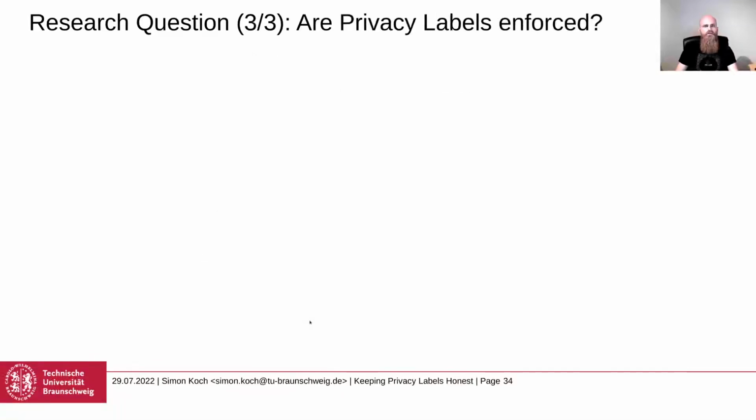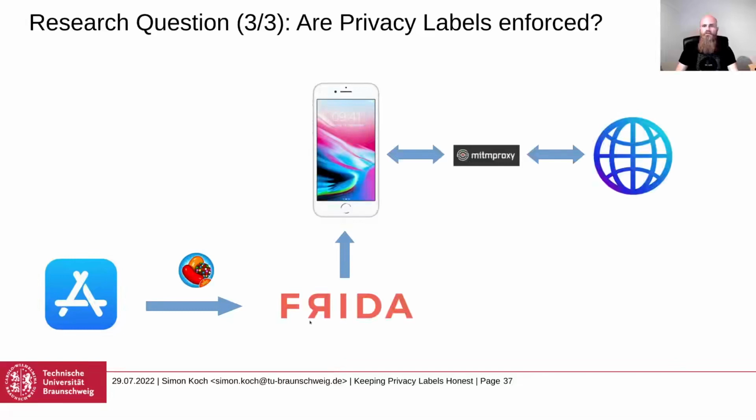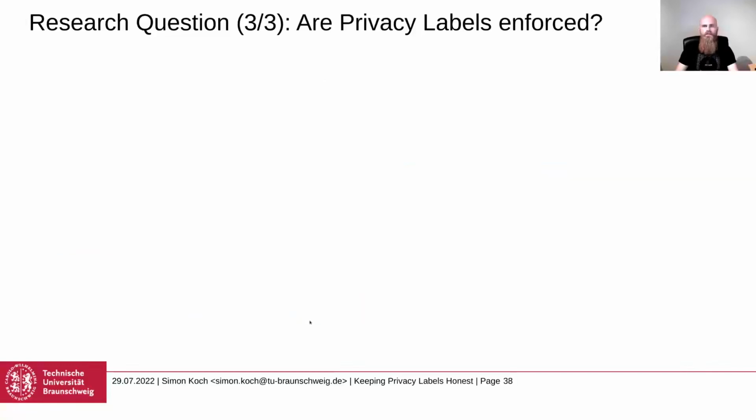Our third and last question was, are privacy labels actually enforced? And for this, we downloaded apps from the app stores, leveraged Frida to install and start those apps on an iPhone, and then intercepted the traffic for 60 seconds by running the app without any further interaction. We then searched that traffic for data points listed, or rather not listed, in a privacy label. And the answer is no. Privacy labels are not enforced, at least not strictly.